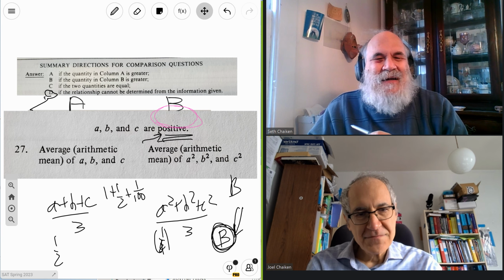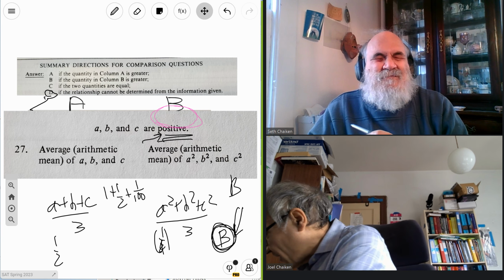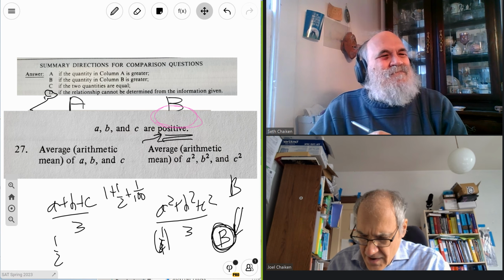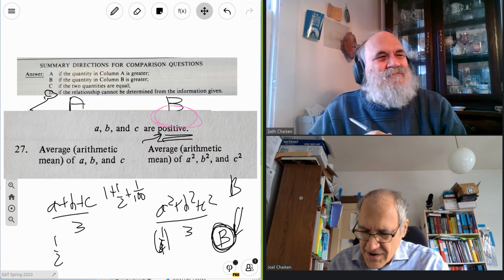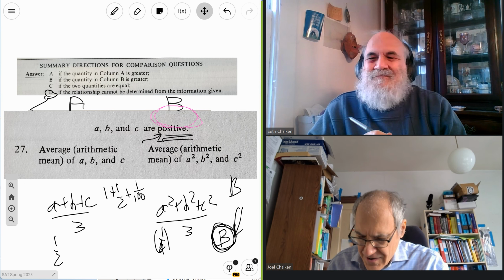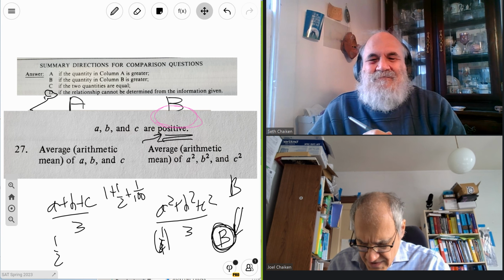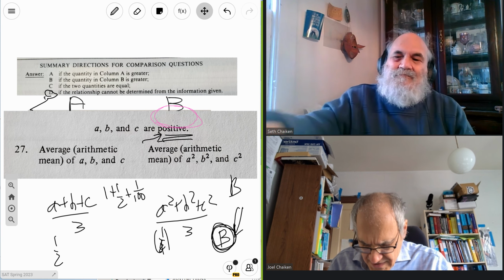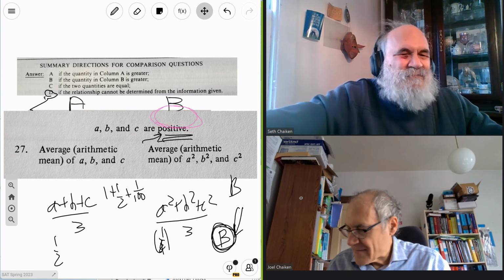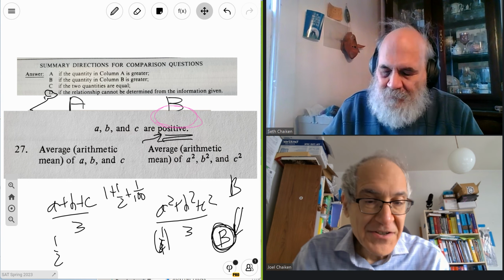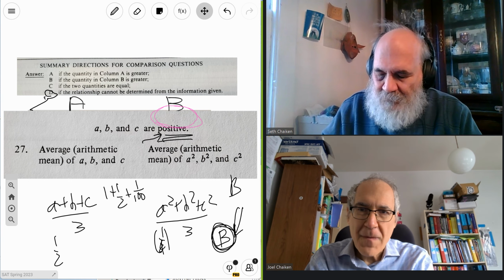So, because only 20% of the people got it right, let us check the back of the book for this question. So while I'm looking at it, do you have anything else to say about it, Seth? No. Okay, so that's 27. The answer is D. Yes, yes. Wow. So a lot of people forgot to consider the case of the fraction.